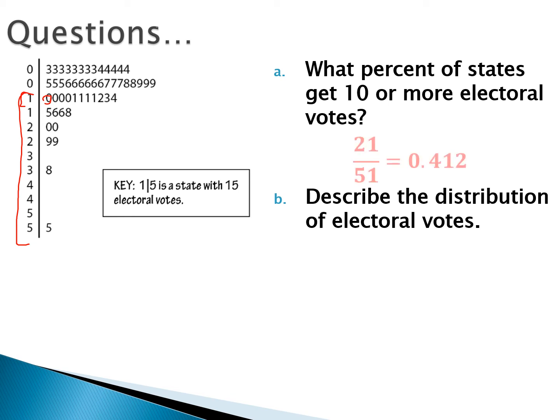Okay, when we add them all up, we get 21, and that's out of 51 total values, because it's the 50 states plus Washington, D.C., and we get 41.2%.